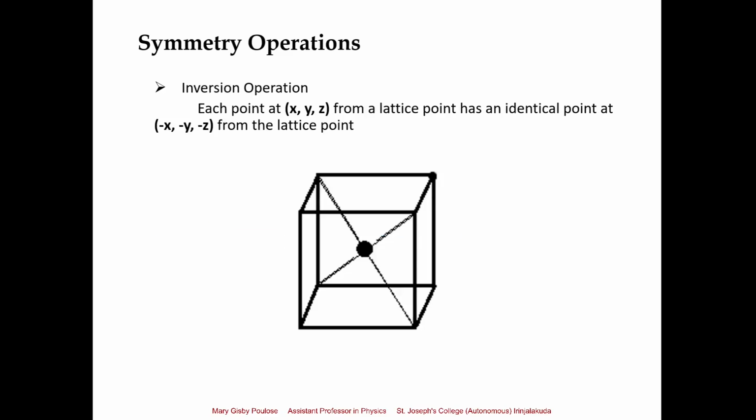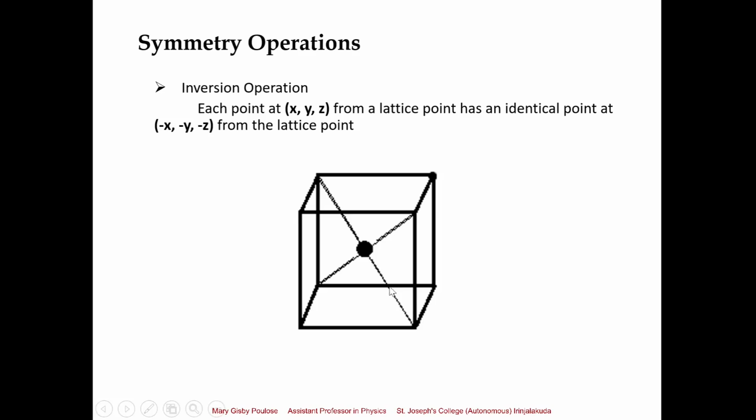Now the next symmetry operation is the inversion operation. By this operation, we mean that each point at a random x, y, z coordinate from the lattice point will have an identical point at minus x, minus y, and minus z from that lattice point.